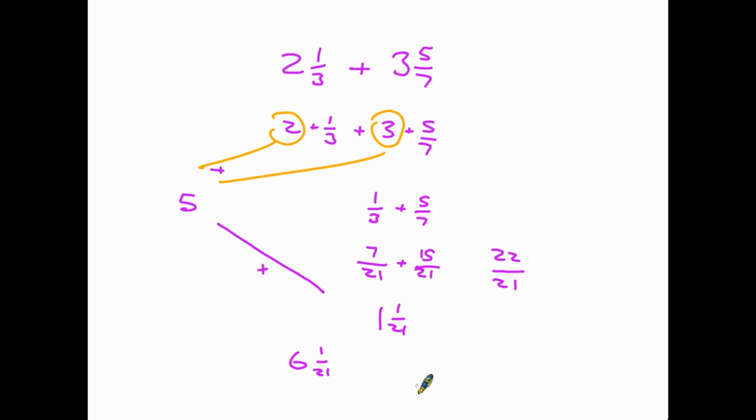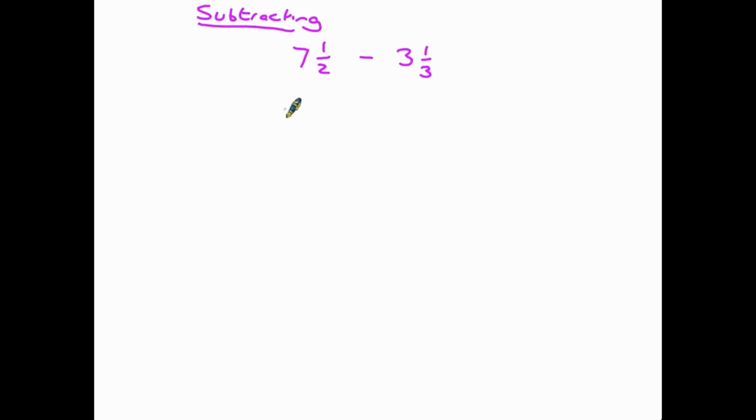Now let's move on to the subtraction. Again, we're going to look at two examples with slightly different outcomes. Let's start with 7 1/2 minus 3 1/3. Now if we spread this out the way we did with the addition, we have 7 plus 1/2 minus 3 minus 1/3.